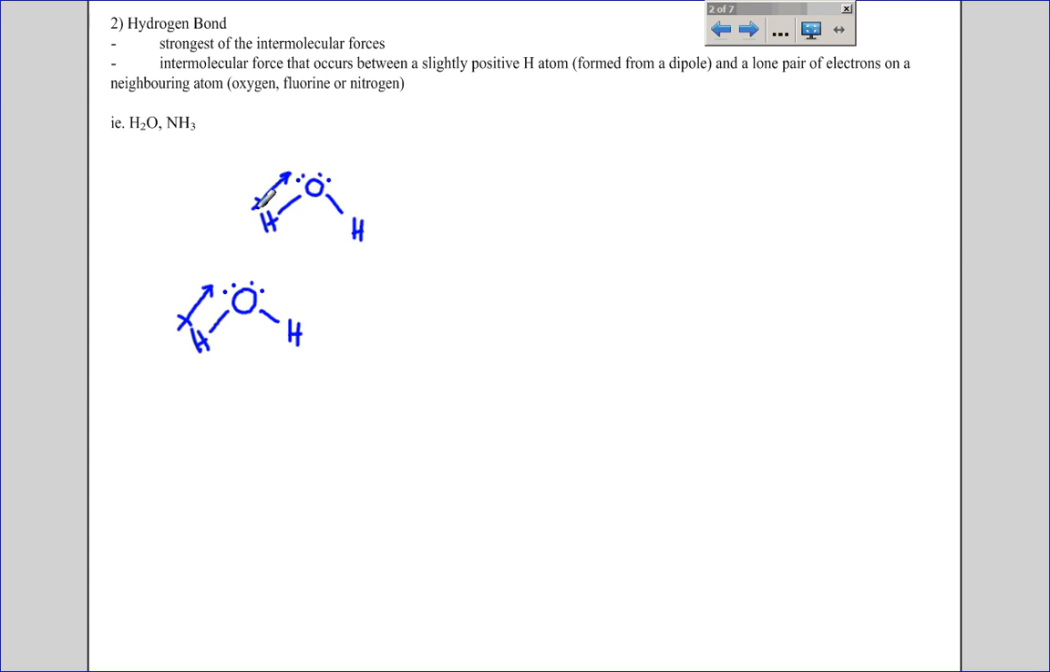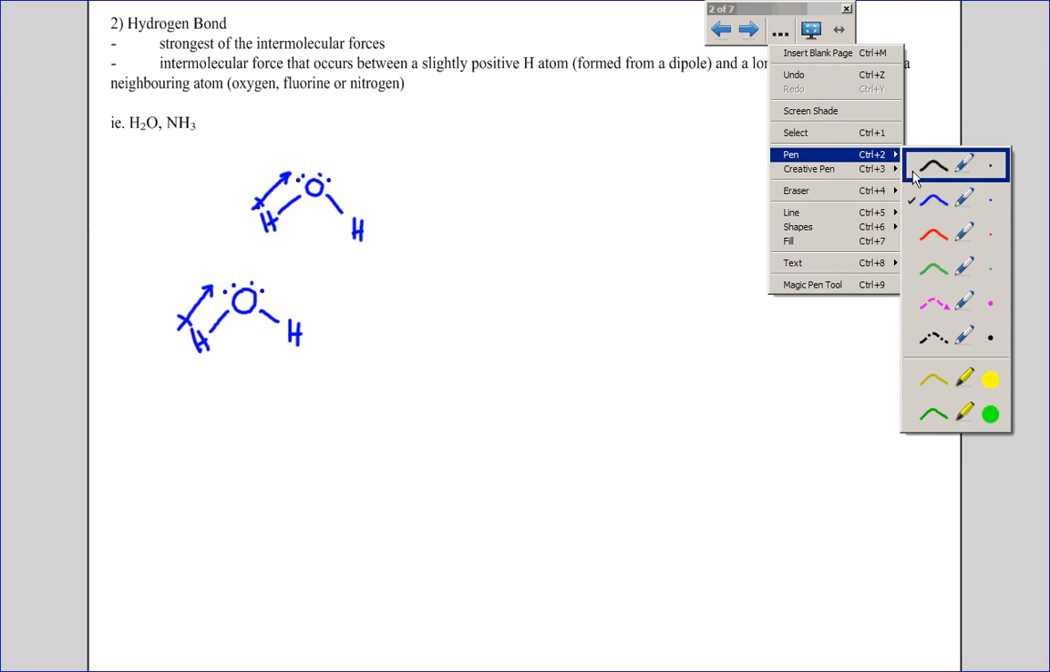Let's check that we've got the requirements of a hydrogen bond. The intermolecular force occurs between a slightly positive hydrogen, so we've got that, and a lone pair of electrons on a neighboring oxygen, fluorine, or nitrogen. So what we have here is a slightly positive hydrogen, and that slightly positive hydrogen is going to be attracted to this lone pair of electrons on the oxygen. And that's where the intermolecular force will be.